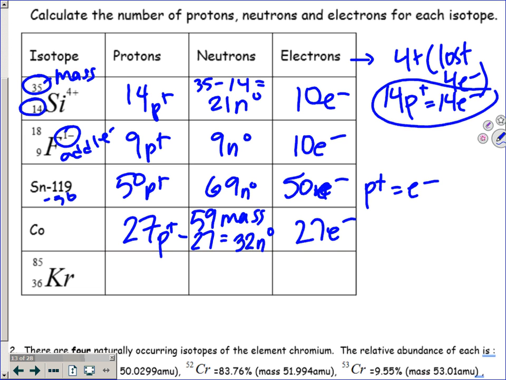All right, krypton, so we got 36 protons. How many electrons? 36, because it's the same, right? It's a neutral compound, or atom, okay? And then we subtract, what do you get for your neutrons? 49 neutrons. Okay. So who feels a little bit better with subatomics?